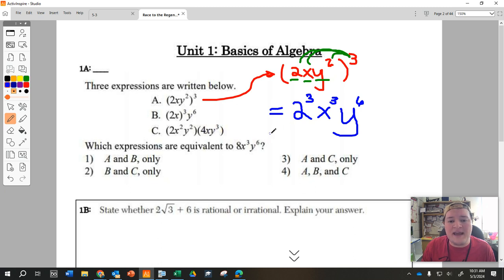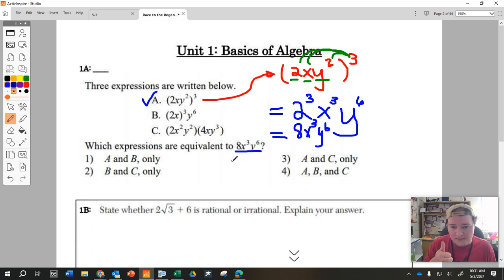A little bit of cleanup. The x is good and the y is good, but 2 to the third power is just 2 times 2 times 2, 3 times. So 2 times 2 is 4, times 2 is 8, so we end up with 8, and then that x cubed y to the 6th comes down with us. It has to match x cubed y6. It does match it, so I'm going to put a check next to choice A.